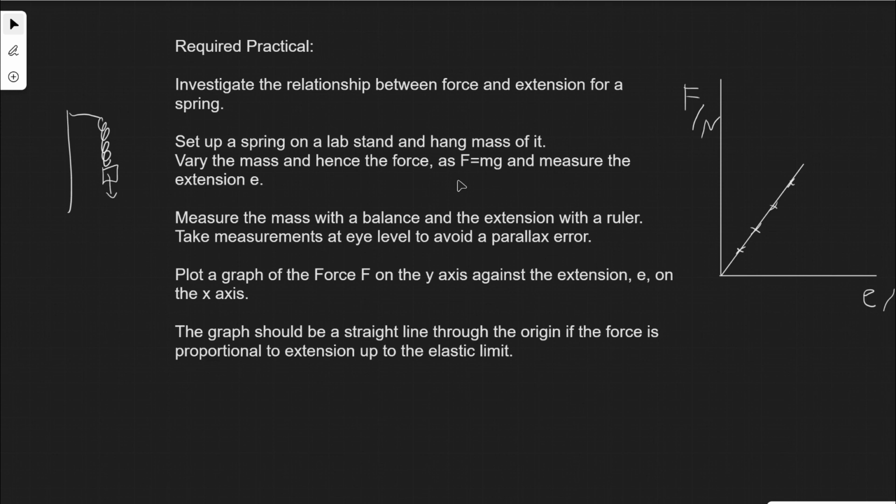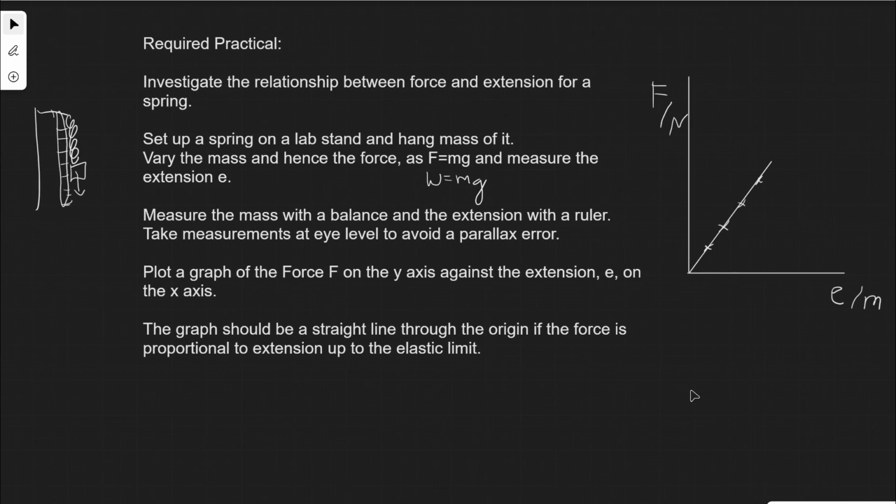And because force is essentially the weight, which is equal to mg, we could also write this as W is equal to mg. We're going to be measuring the extension E. The way we're going to do that is we're going to set up another ruler directly behind it, and we're going to be taking some measurements. We're going to measure the mass with a top pan balance and the extension with that ruler. We're going to be quite careful to take measurements at eye level to avoid a parallax error.